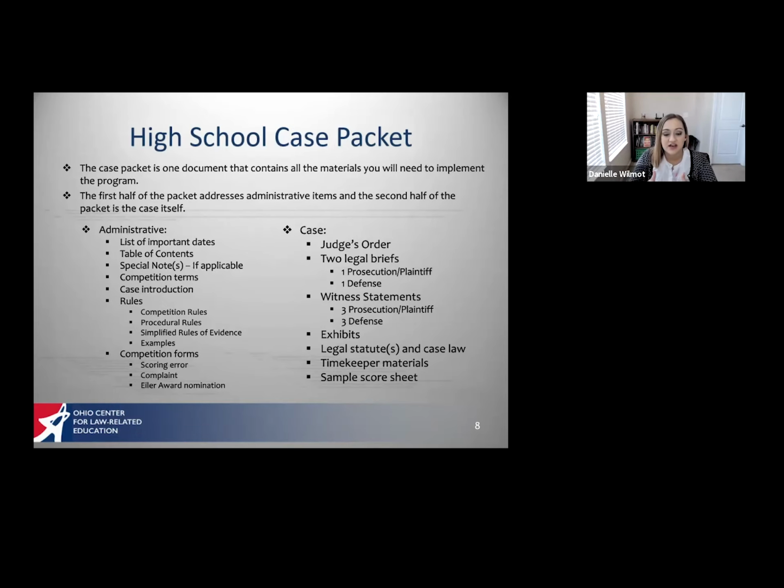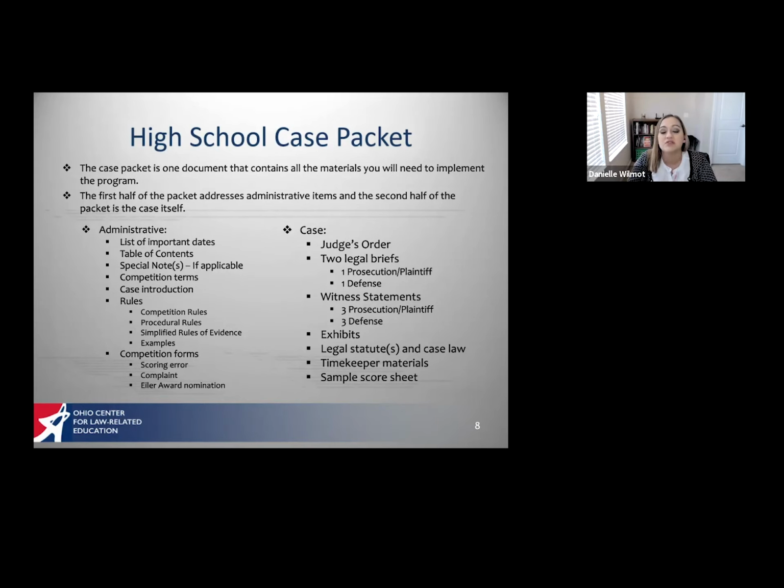So the administrative side that I talked about, which is mostly the first half of the document, is going to have, like I mentioned, the very first thing is a list of important dates, because there's a lot of things to keep track of. So we found that it's just easiest to include all of those dates on one page. So you have it right up front and you can reference that throughout the program season.